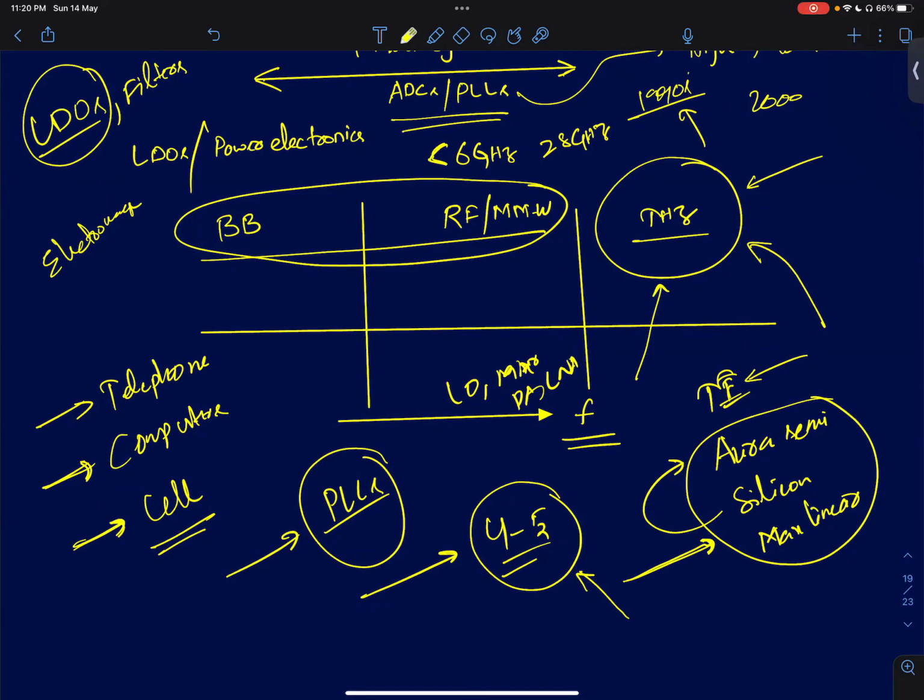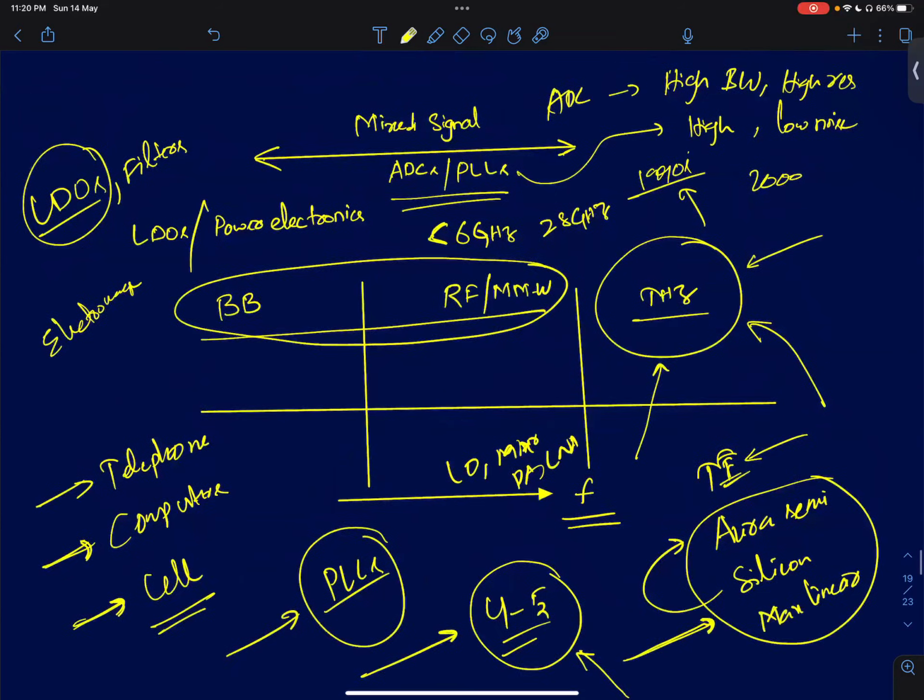Okay. So that's, very briefly, about the different areas of research. In case you have any questions, you can just type them in the chat window. I'll try to answer them while I'm recording.